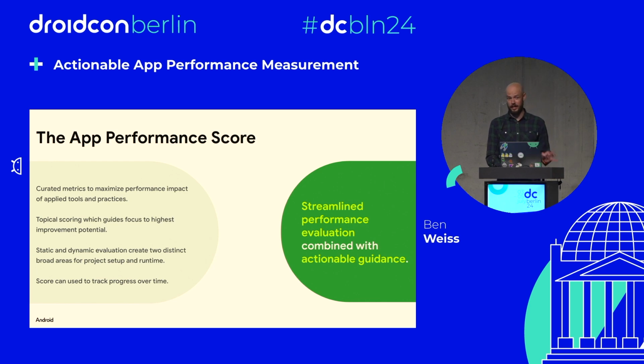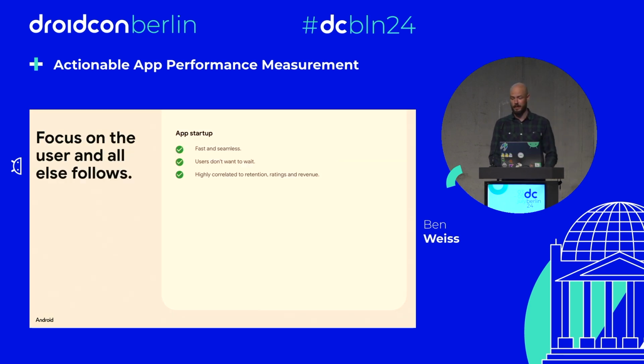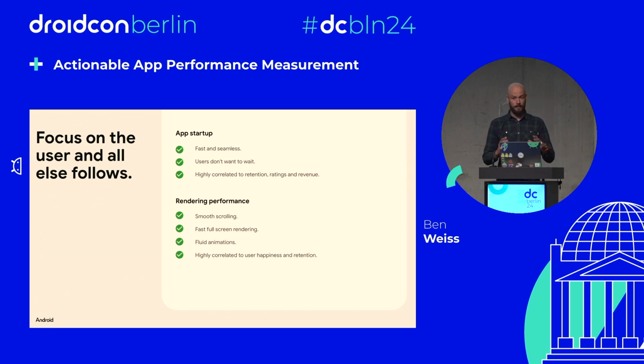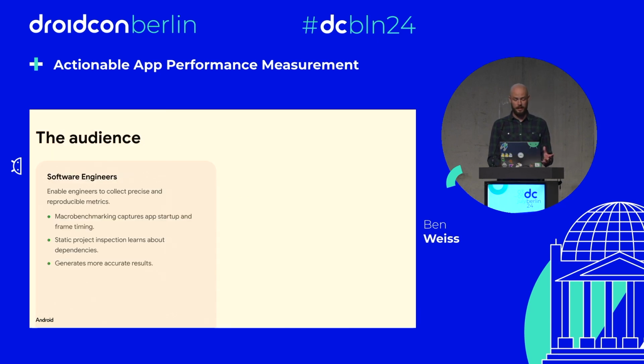And it comes with actionable guidance. Each of those points comes with guidance on what you should be doing and what you should be focusing on. For app startup, if it's fast, that's fine. Users don't want to wait, and it's, like I said, highly correlated to retention and revenue. Rendering performance should be smooth, full screen renders should also be fast, and animation should overall be fluid. If you have those things in place, that's the premise for the app score.